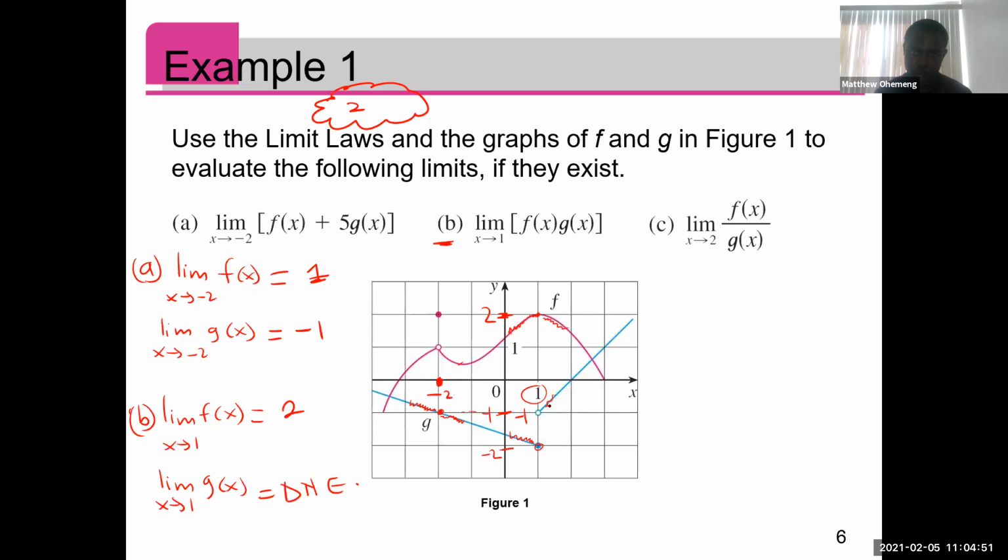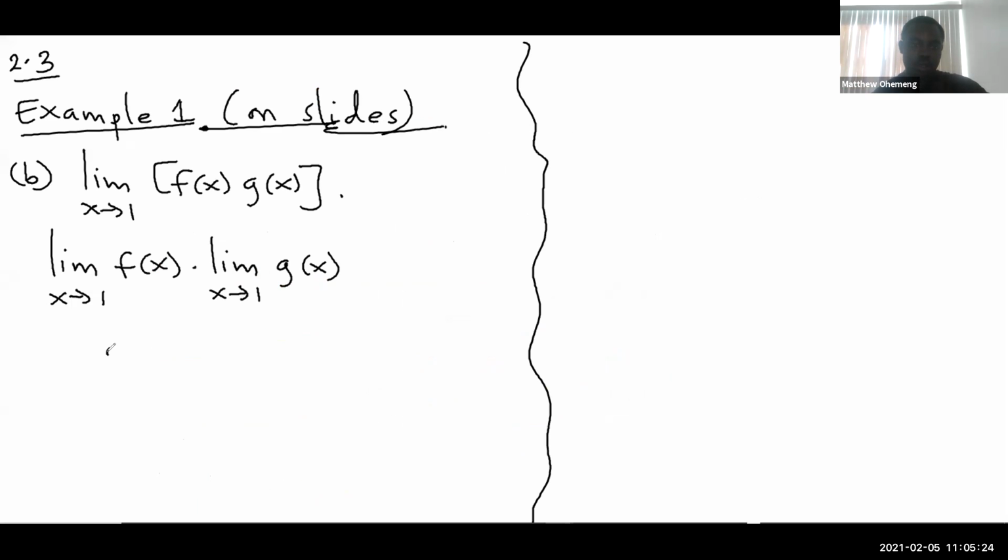On the other hand, if you track the g of x function from the left and from the right of 1, then you notice that they are not the same, right? Because from the right, you are approaching this point here, which is -1. And then from the left, you are approaching this point here, which is -2. So the two one-sided limits are not the same. So that means that the two-sided limit as you approach 1 does not exist, right? So it's DNE. So you encounter something like 2 times DNE. And as I said, you can't multiply 2 by a number that does not exist.